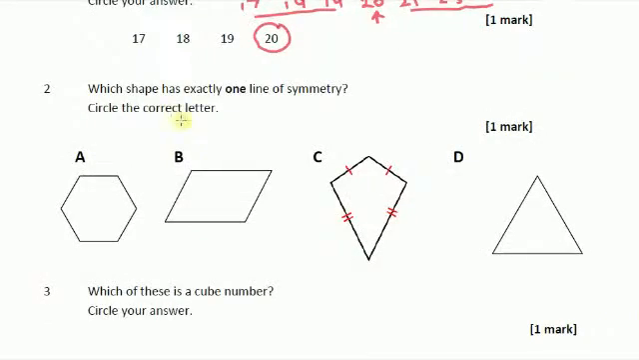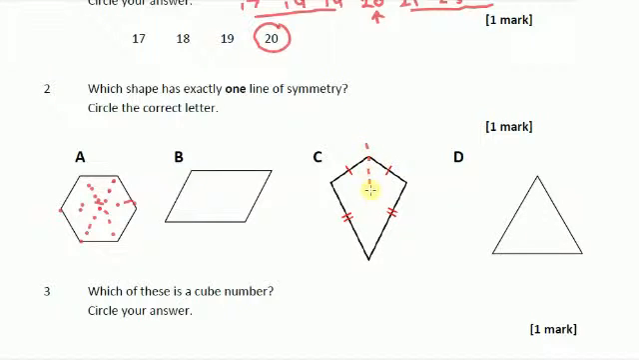Number 2, which shape has exactly 1 line of symmetry? So A is a regular hexagon and it has many lines of symmetry, I think 6. I'll draw in a few of them. Another one over there from diagonal to diagonal, and so on. B, parallelogram, has no lines of symmetry. There's no way you can fold it.